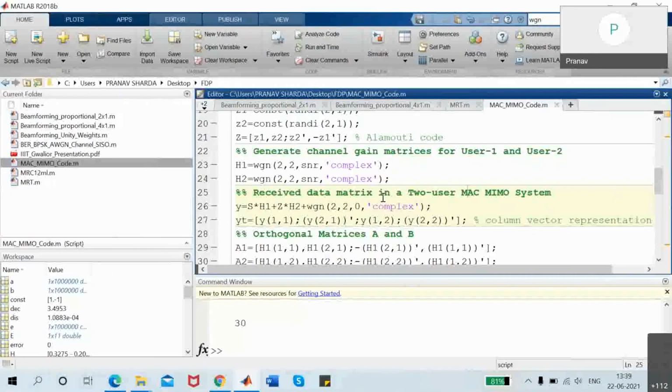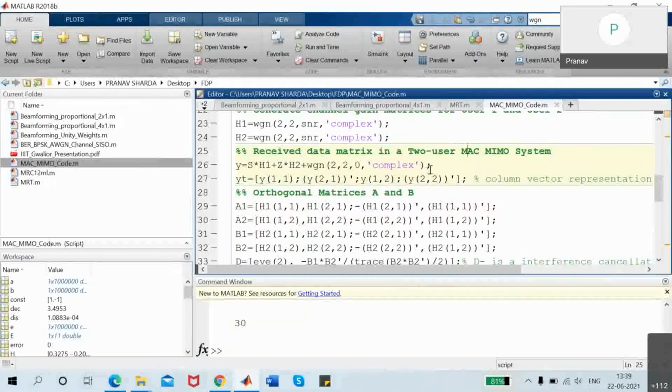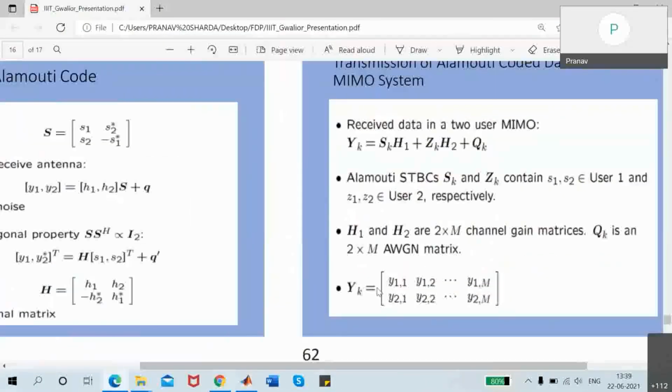So you can see that we have the received data matrix in a two-user Massive MIMO system. In line number 27, I write y, giving it another representation, writing its elements separately, like y of 1, 1 and y of 2, 1. Just see this matrix y. Earlier it was written mathematically, now we are writing it in the form of a matrix, since we are interested in dealing with a matrix.